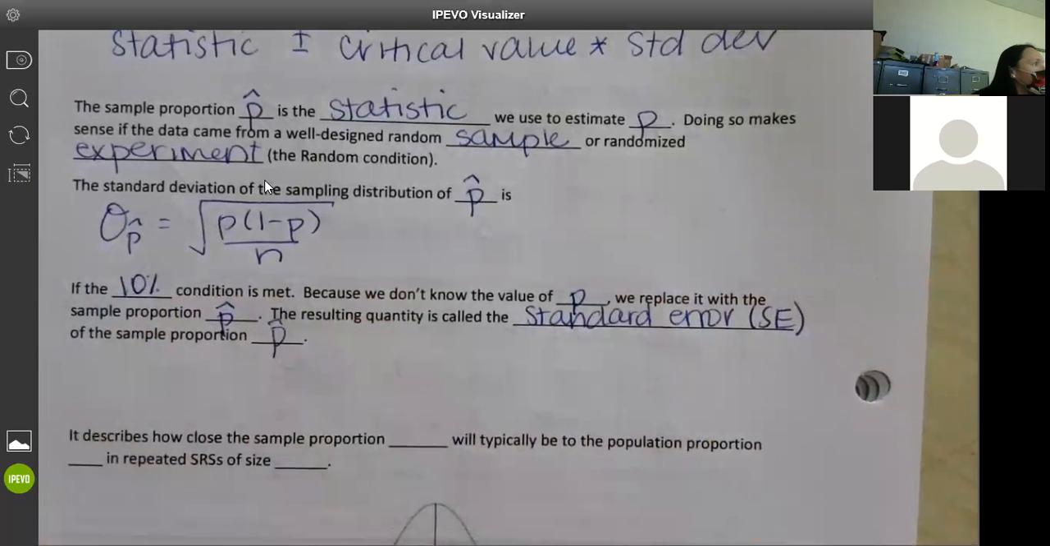All of these formulas are on your formula sheets. Your formula sheets are linked into your Canvas if you ever need them. Okay, they're always there. Your tables, everything is always there. So you don't necessarily have to have your book. You can just look it up.